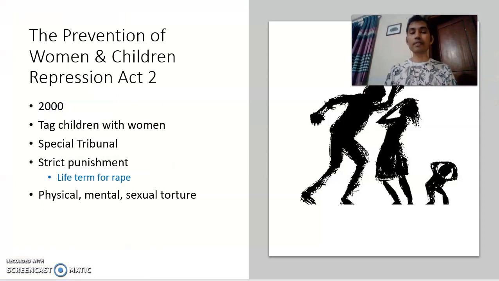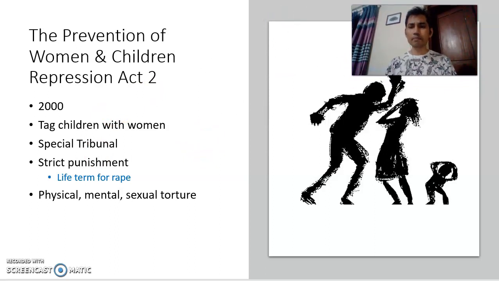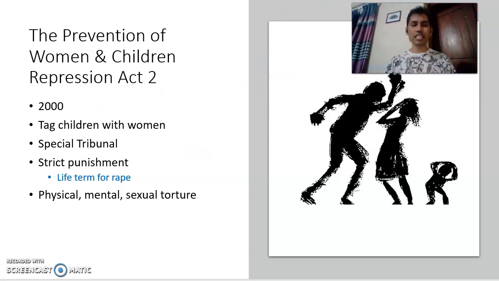Another social act is called the Prevention of Women and Children Repression Act. In Bangla we say নারী ও শিশু নির্যাতন দমন আইন. It was enacted in 2000. It had a huge impact. As you know, in Bangladesh and in any South Asian country, there are incidences of violence and torture against women and children. It was a very common thing. But this act came with huge features.